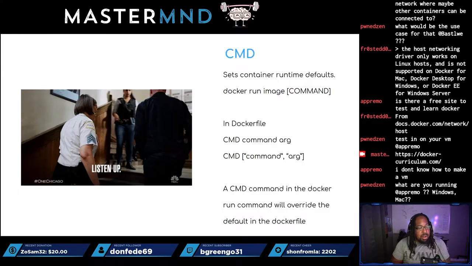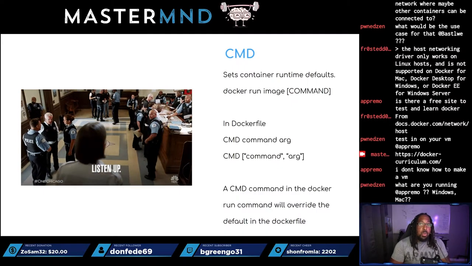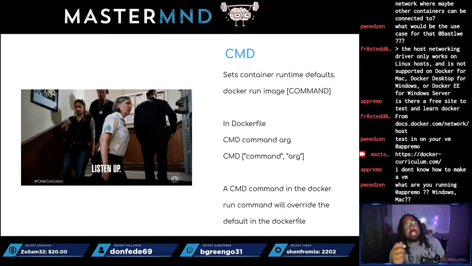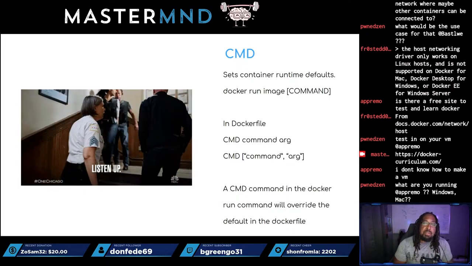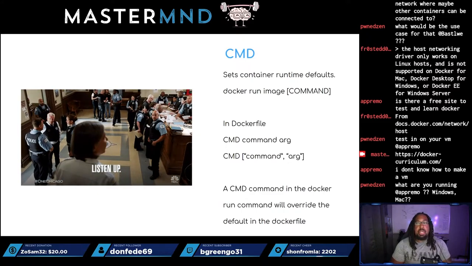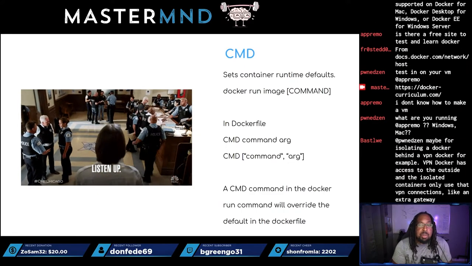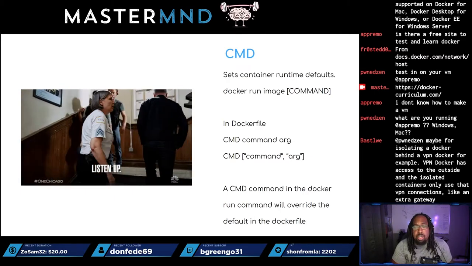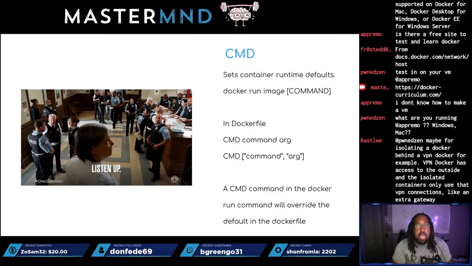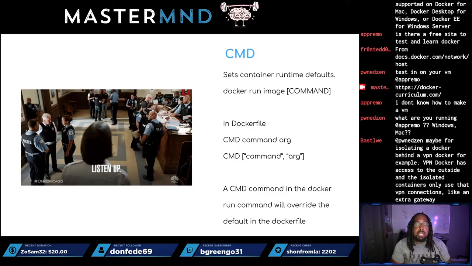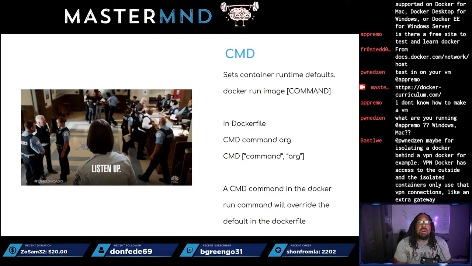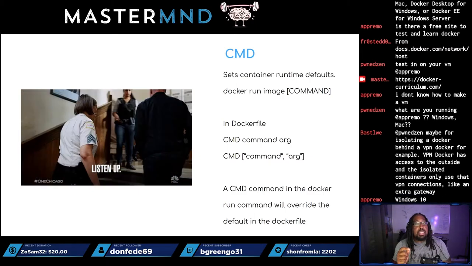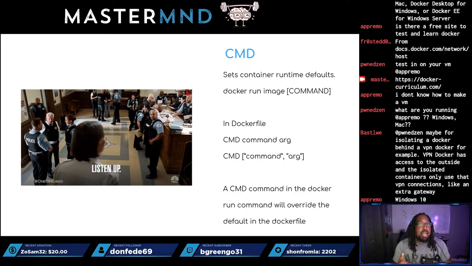So we learned that one of the instructions you have to put in a Docker file is the CMD command. And what I told you last time is that it sets the container runtime defaults. So it's there to set some defaults. But we also learned that you could use it to set what process runs when the container starts. Containers, we learned, are designed to run a single process, and that command can be used to select what runs.